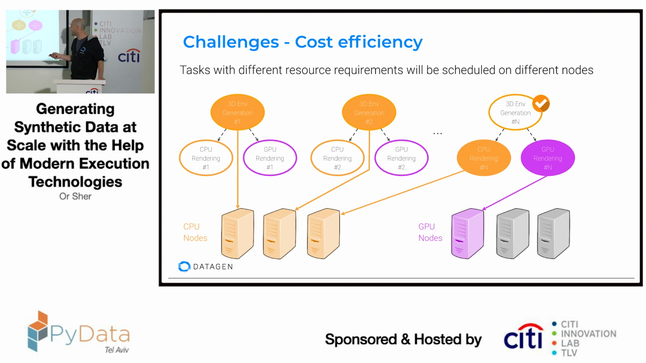So we already talked a bit about GPUs being very expensive, and we want to make sure we are only using the GPU nodes when we really need them. So what we did next is we split the tasks even more. Now for each environment generation, we have one task that is responsible only for the 3D environment generation, which usually uses only CPU.